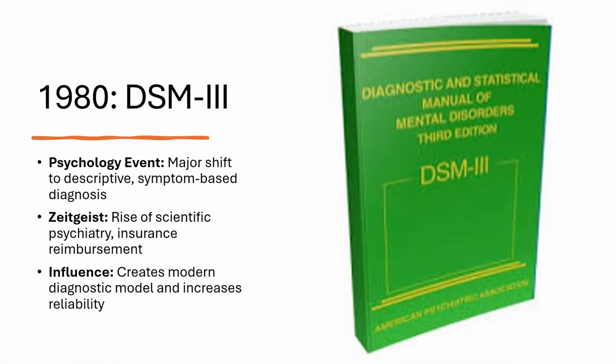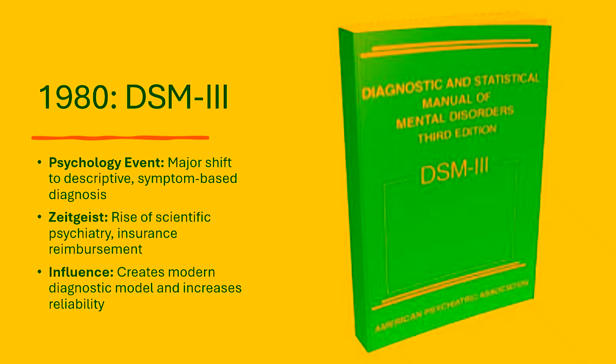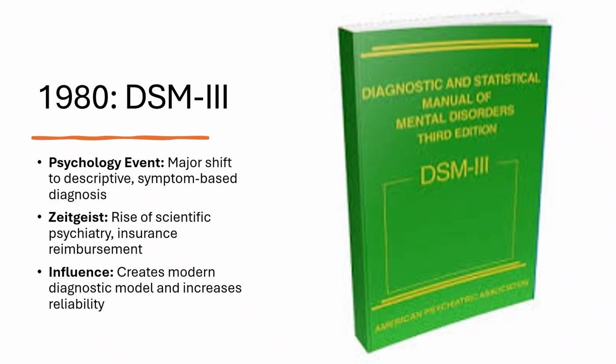Now, DSM-3 transformed diagnosis by shifting to descriptive, symptom-based criteria. This change increased reliability and aligned psychiatry with scientific medicine. Insurance companies also began requiring DSM diagnoses, which further standardized the system and reinforced its influence.